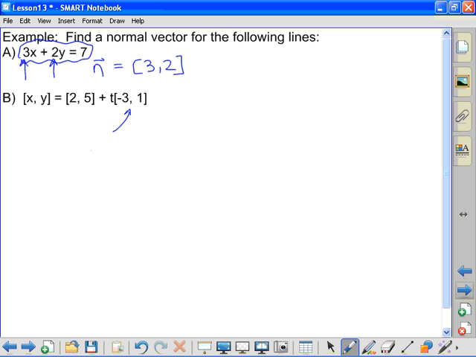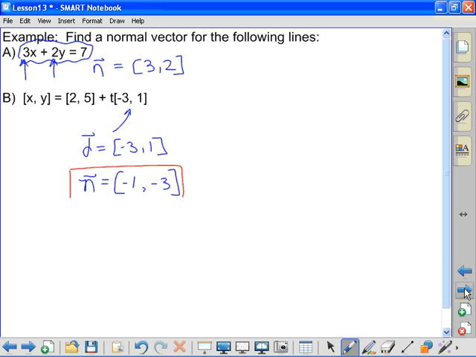B part. Here's my direction vector, -3, 1. We want the normal vector to both lines. Normal vector is the perpendicular vector to the direction vector. With 2D vectors, it's the same as slope. We took the reciprocal and made it negative. Here you take the reciprocal and make one negative, or made the -3 positive, wouldn't matter, and there you go. So there are your two quick and simple answers.